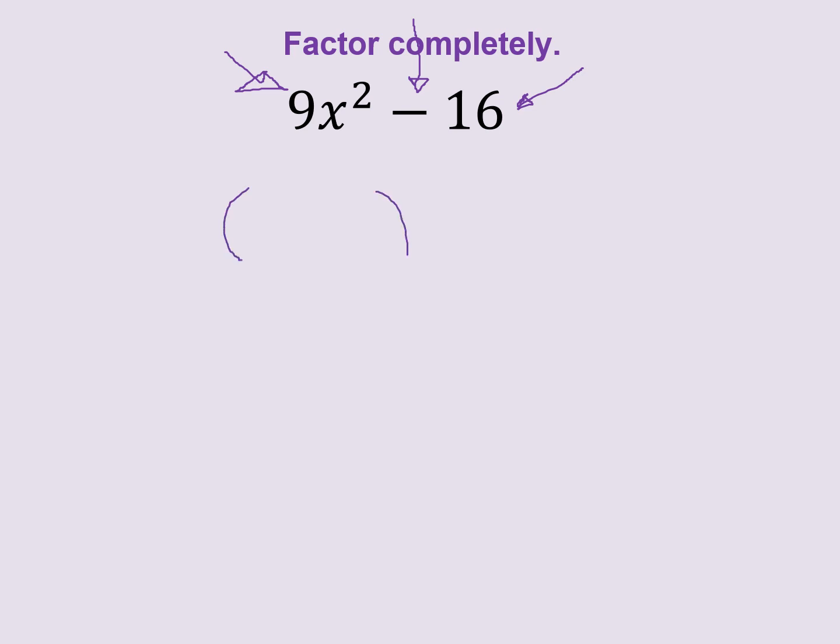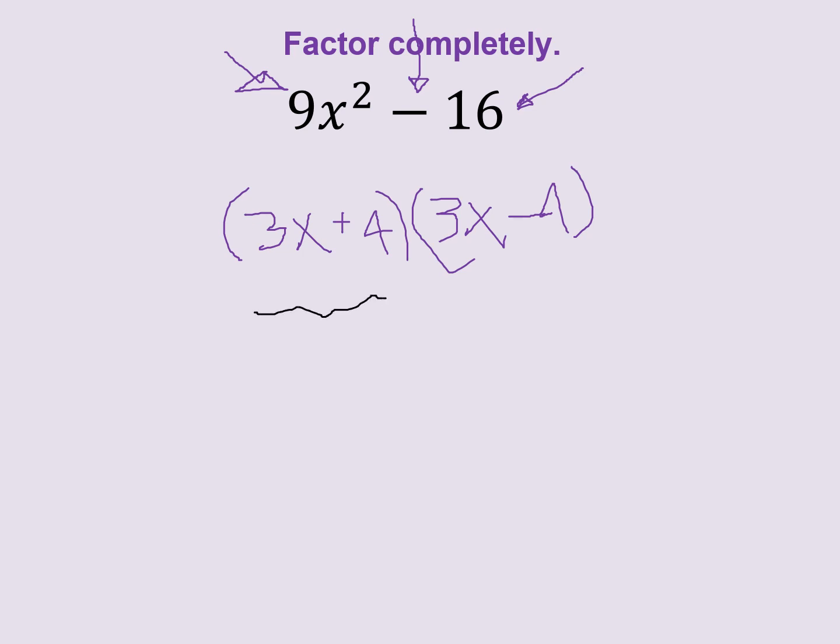So you're going to write your 2 binomials, and you're going to say 3x times 3x makes 9x squared, and 4 times 4 makes 16. And then you say one of them has to be a plus, and the other has to be a minus. It doesn't matter which is which. And I'm going to look and say, 3x plus 4.